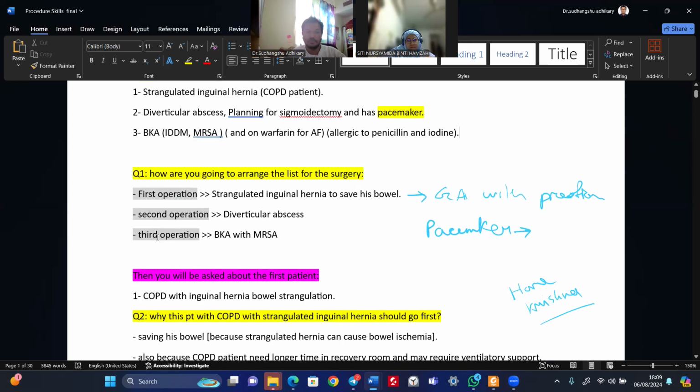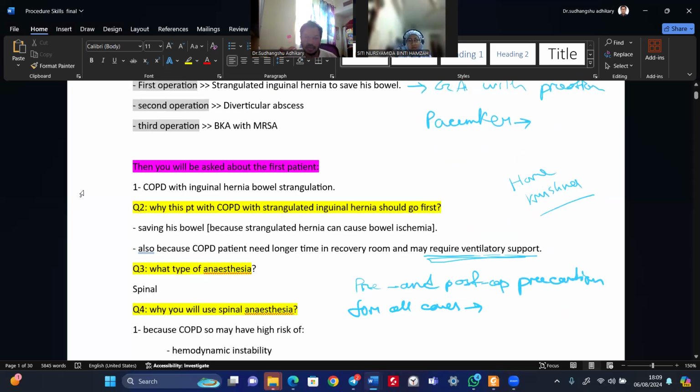Are you okay with the OT list? No. So first operation, what do you want to keep? Strangulated inguinal hernia to save his bowel. Second operation, diverticular abscess with pacemaker. And third case, below-knee amputation with MRSA. Now, question starting from the first case.